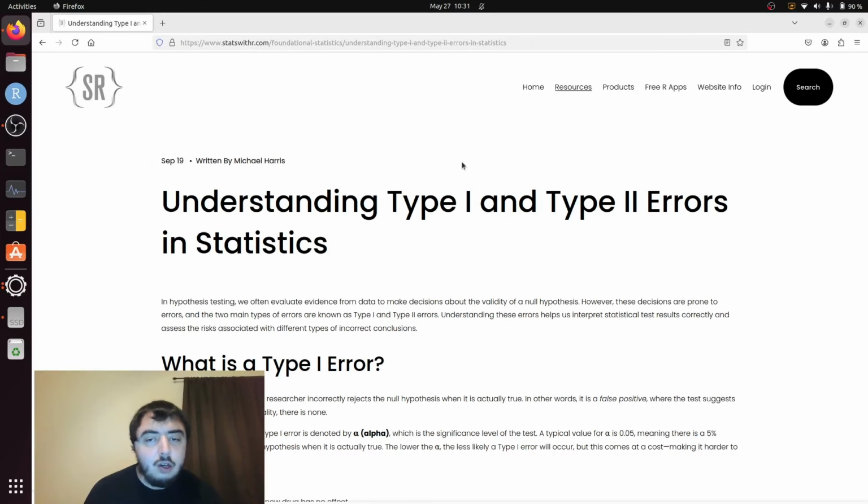Today I'm talking about type 1 and type 2 error. Okay, so when we're doing hypothesis tests, there's two different errors we can make. For this, I'm going to use the example of a two-sample t-test. So we're just comparing two group means.